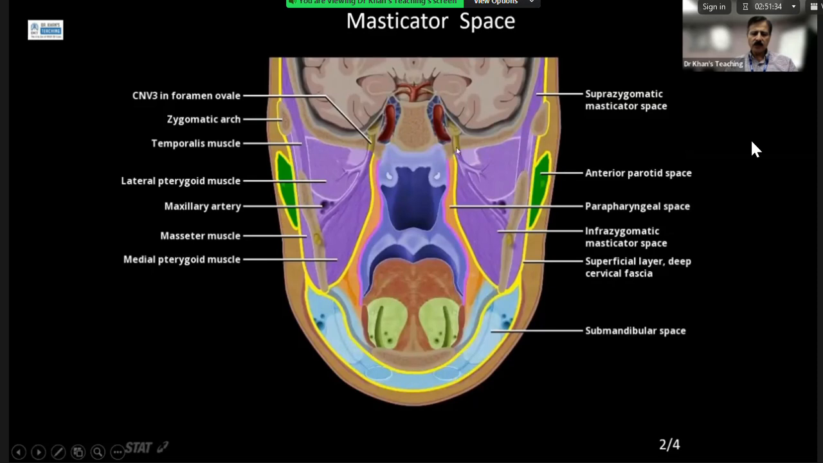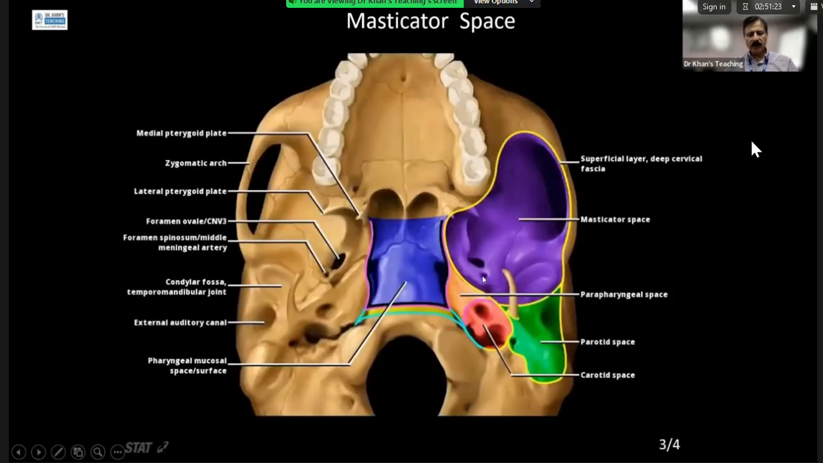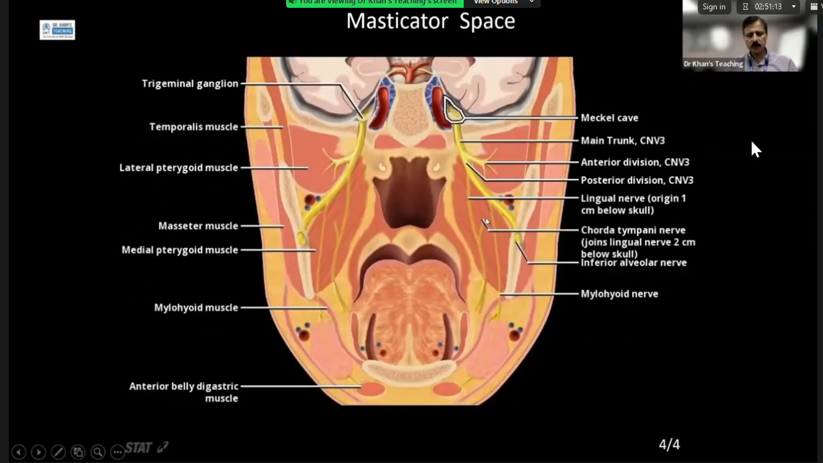And this is what we call the mandibular division of the trigeminal nerve, which is the V3, which passes through the foramen ovale. And the same concept that the masticator space goes and touches the base of skull. This is the foramen ovale, this is the foramen spinosum. Once again, this tells you the V3, which passes through the foramen ovale.